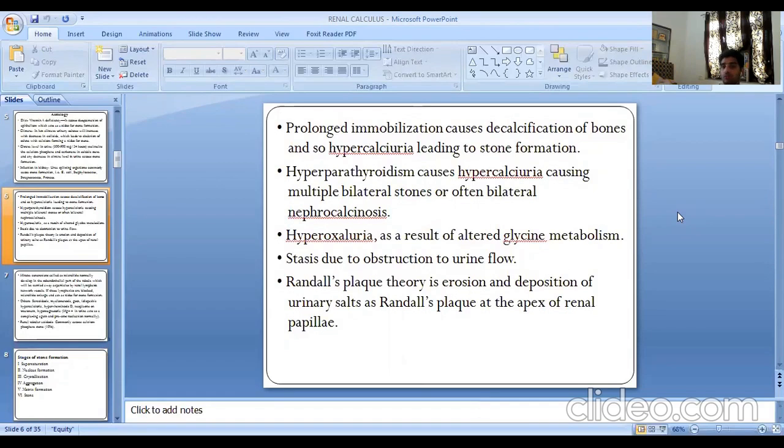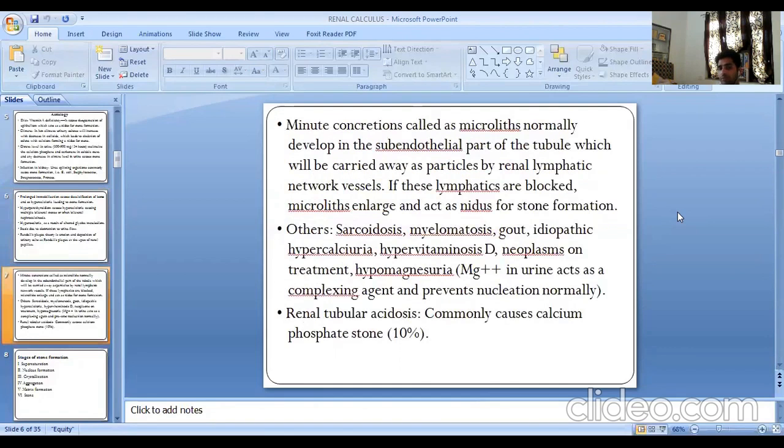Hyperparathyroidism causes hypercalciuria, causing multiple bilateral stones or often bilateral nephrocalcinosis. Hyperoxaluria as a result of altered glycine metabolism. Stasis due to obstruction to urine flow. Renal plaque theory is erosion and depletion of urinary salts as Randall's plaque at the apex of renal papillae.